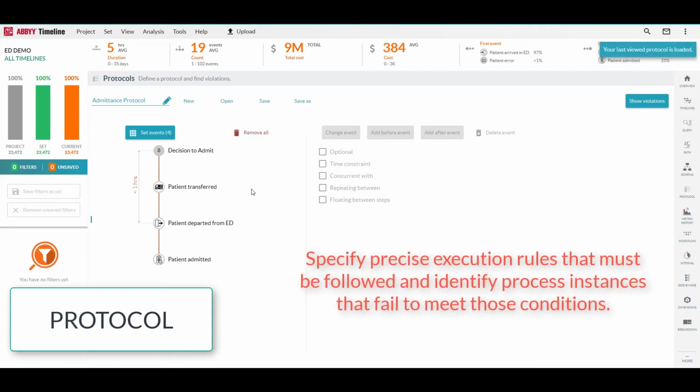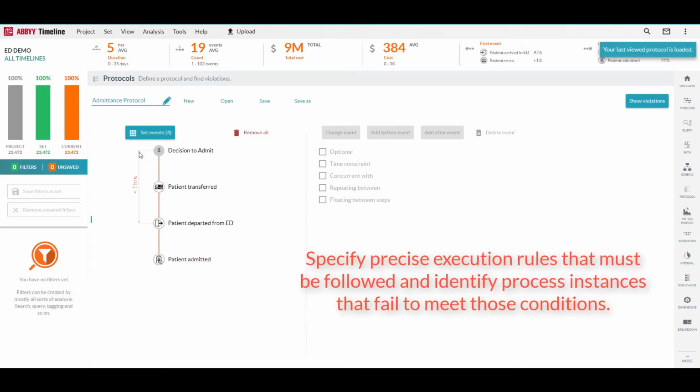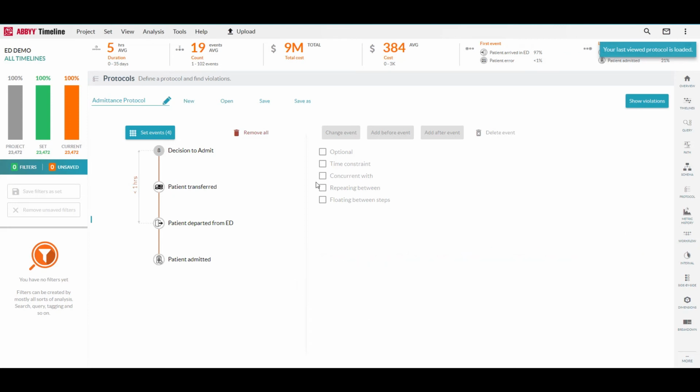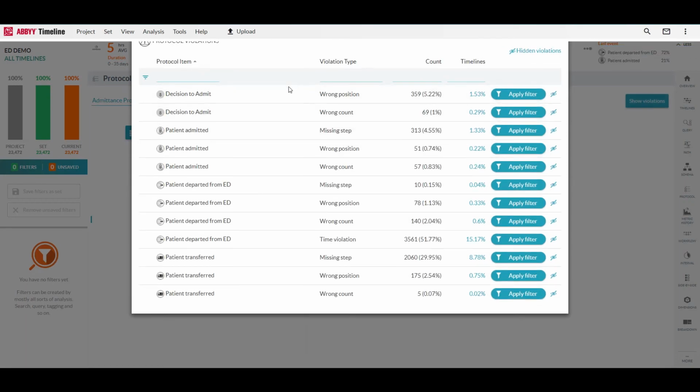So this admission protocol simply states that once we make a decision to admit, it should be no longer than 1 hour for that patient to have departed from the emergency department. They cannot stay. They've made a decision to admit. They should be transferred out of the ED, right? So this allows us to build in this expected logic, and let us know only when we violate or when we have cases that don't match or meet our expected flow.